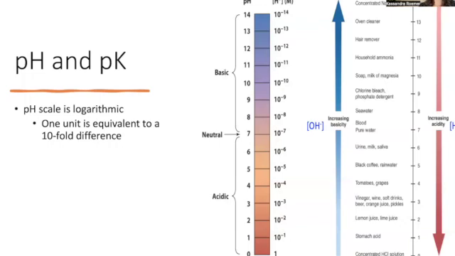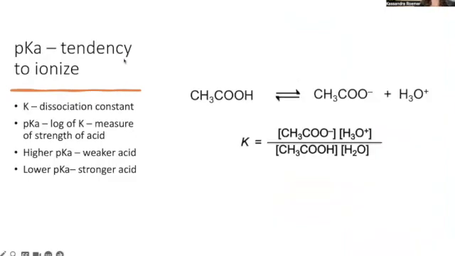Weak acids and bases only partially dissociate and they will form an equilibrium. So this is what I'm talking about right here. This would be a weak acid. It would only partially dissociate and form a conjugate base and its conjugate acid.